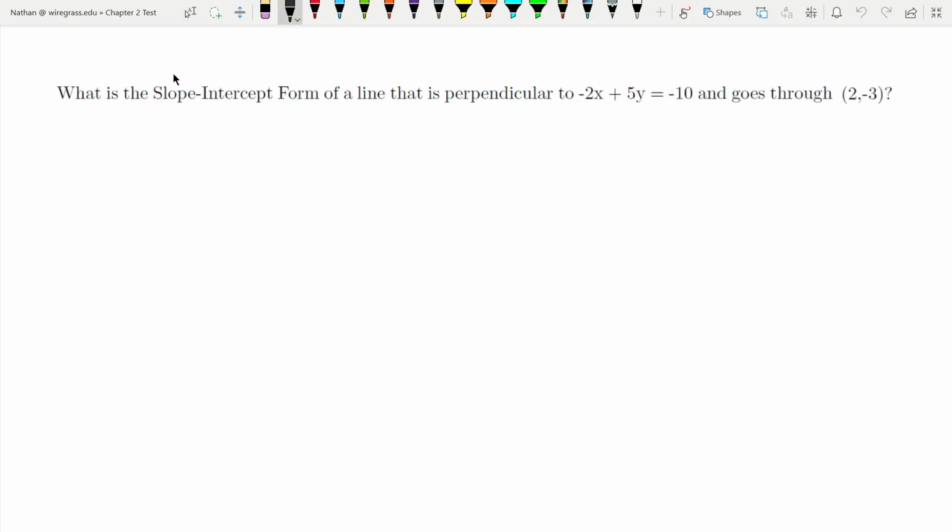Okay, write the slope-intercept form, so mx plus b, of a line that is perpendicular to this line and goes through this point. So this is going to be, we need to find the slope of this perpendicular line because that's going to give us the slope for our line. So the way I'm going to do that is I'm going to solve for y. That's the easiest way of finding the slope.